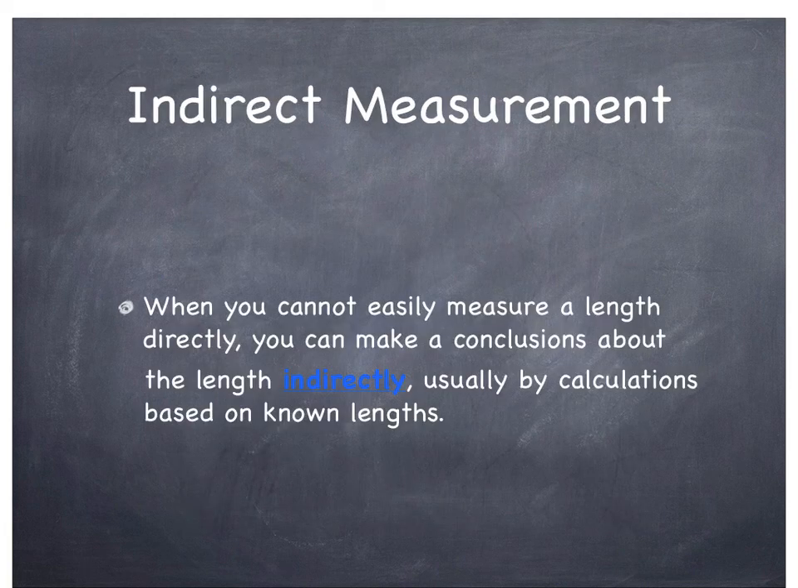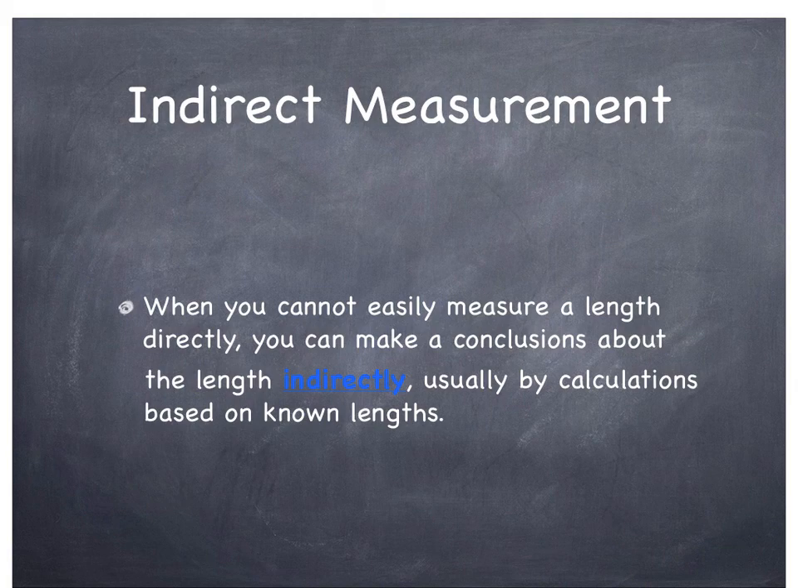Okay, want to show you another example. When you cannot easily measure a length directly, meaning you can't take a tape measure and measure it, you can make a conclusion about the length indirectly. We call this indirect measurement, usually by calculations based on known lengths.